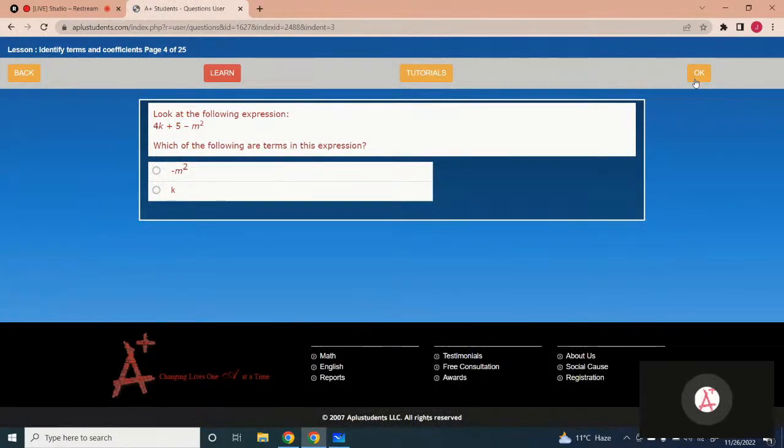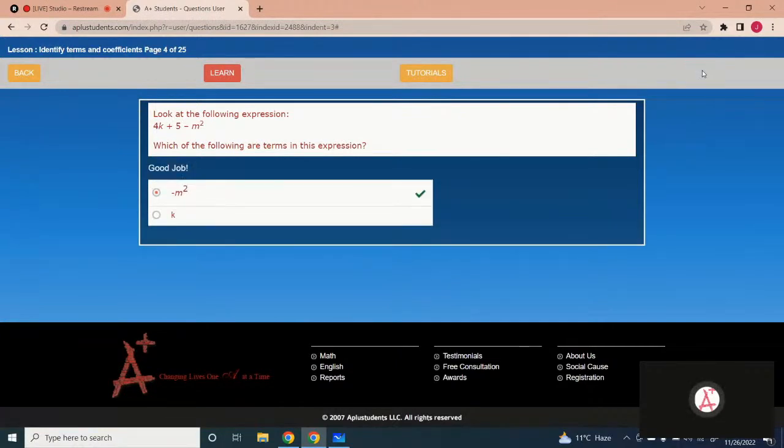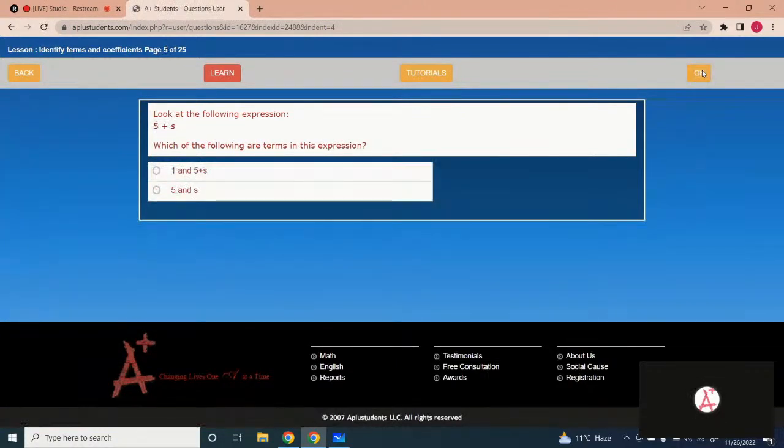Okay, look at the following expressions. Which of the following are terms in the expression? Negative 9x square, because you don't have k, you have 4k here. So it would be negative m square. Got it? Okay, the next one: look at the following expression. Which of the following are terms in the expression? 5 and s. You have two terms here, 5 and s. Got it? So select the correct option and then click on the OK button.